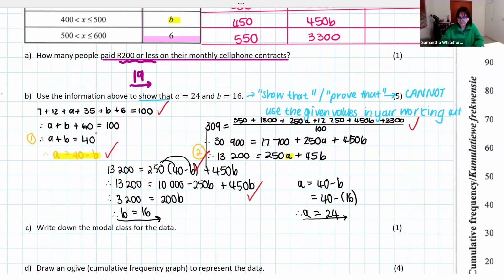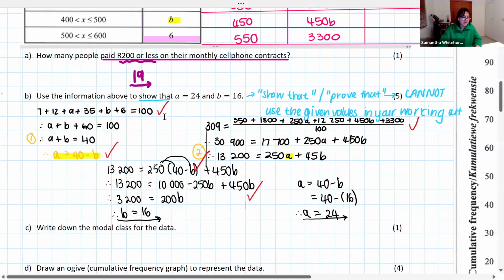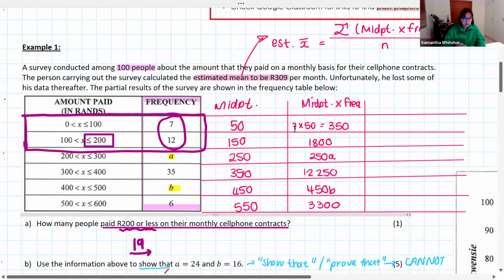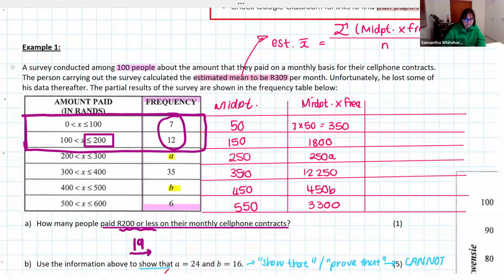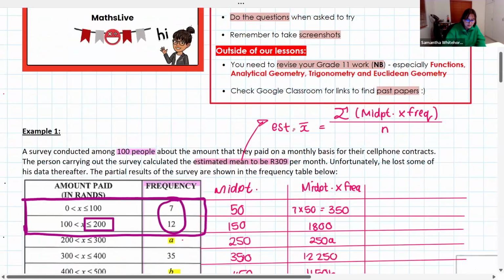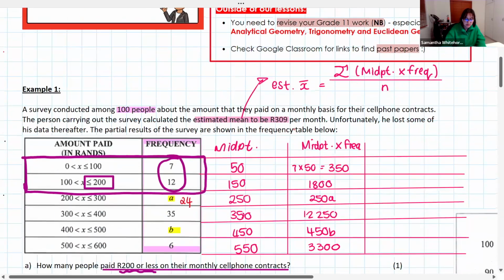But if for whatever reason you're not able to prove that the values are what they are, in your subsequent questions, assume that A is 24 and B is 16. So if you weren't able to answer question B, for question C, D, E, F, however long it goes on for, assume that those values are true. So we do now know that A is 24 and B is 16. And so now I have those frequency values in my table.